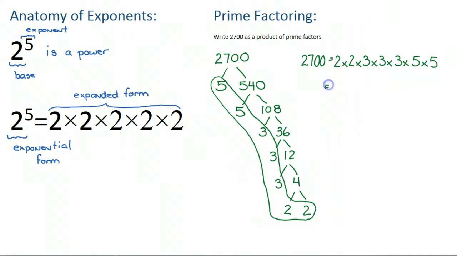And now we can rewrite this using exponential form. So 2 times 2 is 2 squared, times 3 times 3 times 3 is 3 to the power of 3, or said 3 cubed, times 5 times 5, which is 5 squared. And now we've written 2700 out as a product of prime factors, and we used exponential form to make it look a little tidier. And this will also be really useful when we're doing some other manipulations later on.